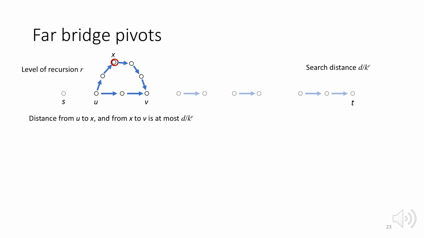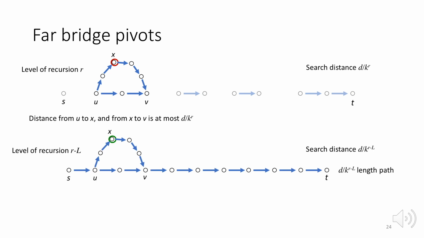So our goal was to show that there are no far bridge pivots, and here I'll be showing that. Here, we're going to consider a far bridge at some level of recursion r. The pivot is x and is circled in red. So at this point in the algorithm, the path has been split up into different subproblems, and the subproblem that we're looking at contains the subpath that goes from u to v. At this level of recursion, the search distance is d over k to the r. The distance from u to x and from x to v is at most d over k to the r. Otherwise, x would not reach the path when it searches, and therefore would not be a bridge pivot.